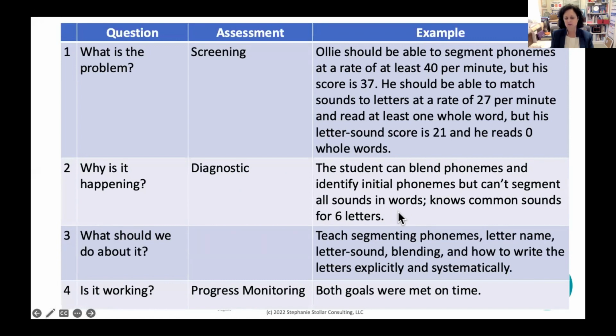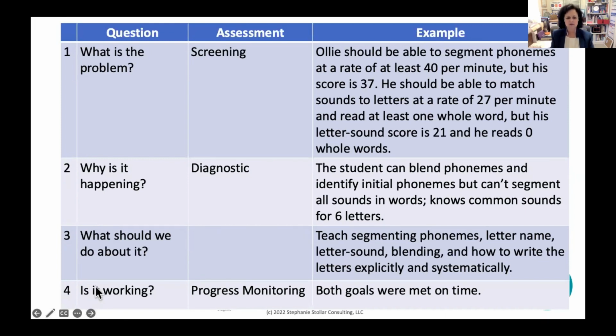And the outcome of that step 2 might be something like the student can blend phonemes and identify initial phonemes, but can't segment all the sounds in words. And he knows common sounds for 6 letters. That's a very specific analysis of exactly where the student's skills are.